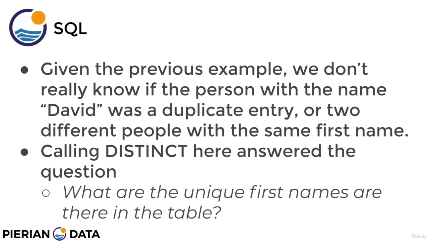Keep in mind that given the previous example, we don't really know if the person with the name David was a duplicate entry who happened to change their color choice later on as the same person, or if it was two different people that happened to have the same first name. Calling distinct on this particular column just answers the question, what are the unique first names that are there in that table or in that column?